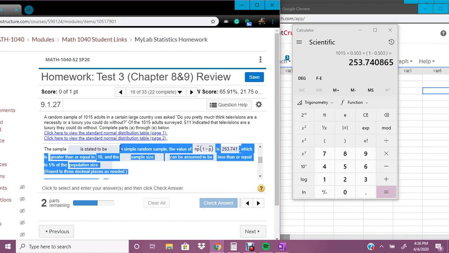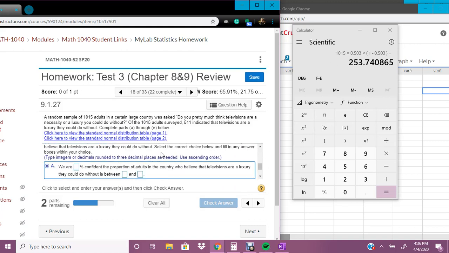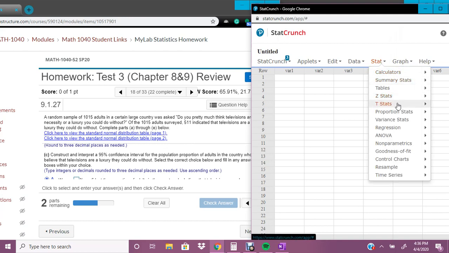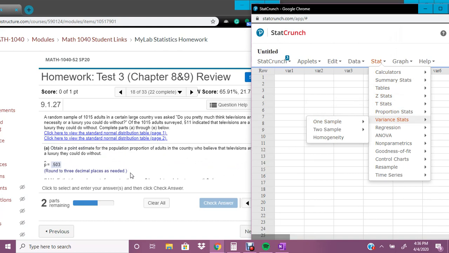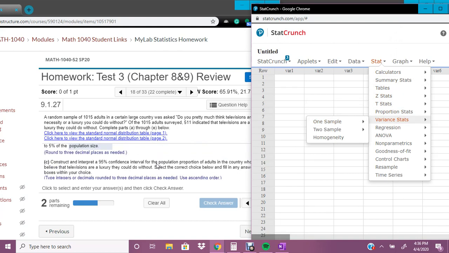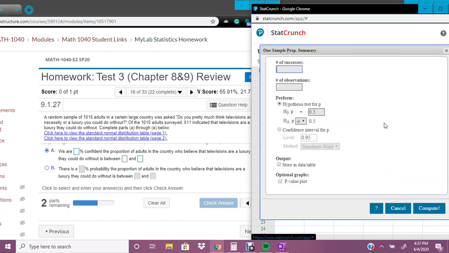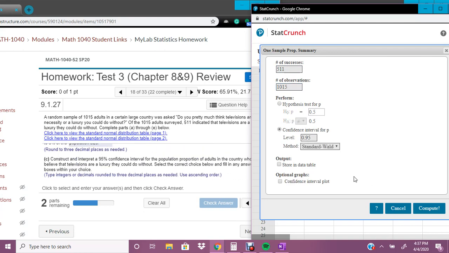And so now we're doing a confidence interval. And so if we're doing a confidence interval, that means we're going to either be in t-stats, proportion stats, or variance stats. And up here we found p hat, which is a proportion, and it says population proportion right there. So since it says proportion, we will be in proportion stats. We're not given data, we're just given the summary of the data. And so these are those numbers that we plugged in to find our p hat before. And we're having a confidence interval of 95.